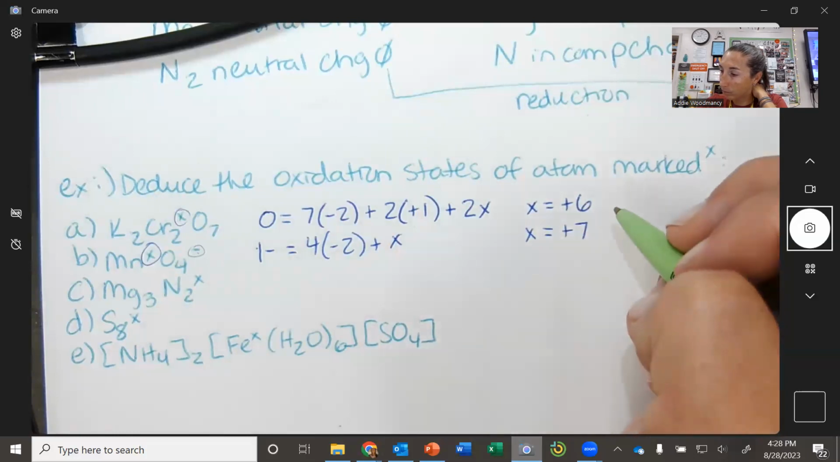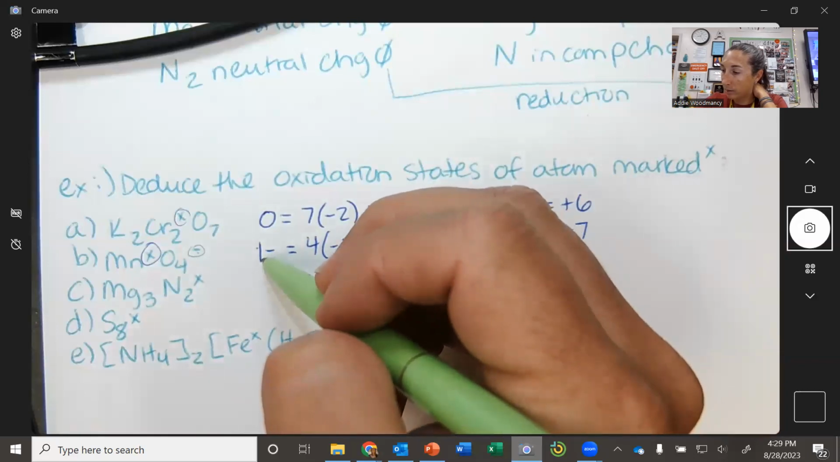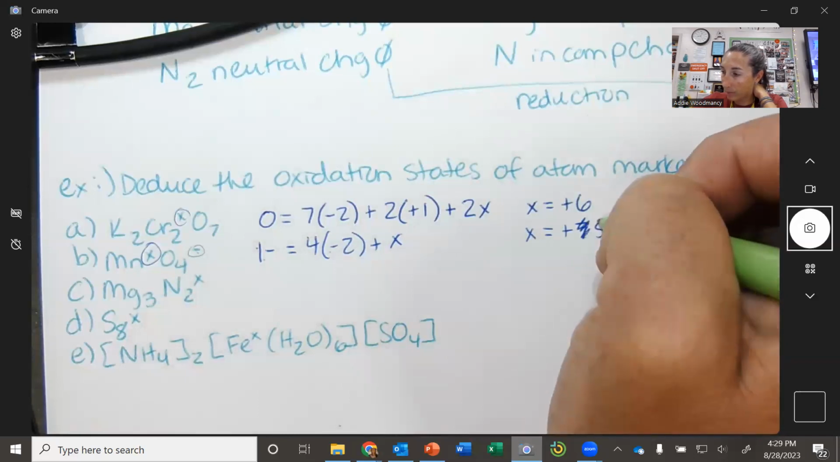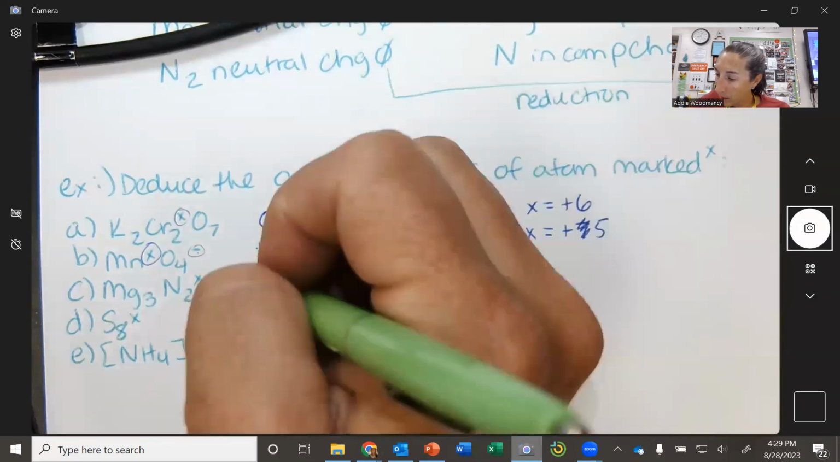No, positive. Hold on, I can't math. -1 plus 6, 5. So that's plus 5. My bad. Right? Did I do that math right? Somebody double check me. Yes, positive 5. Okay. So then for the next one, this is another neutral compound, so that's going to be 0.